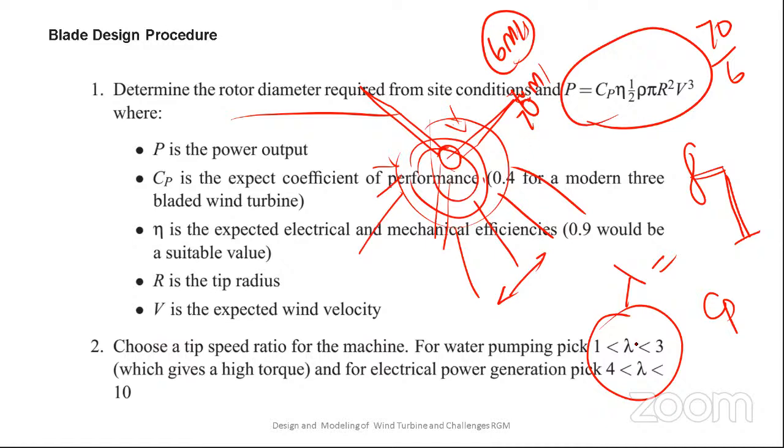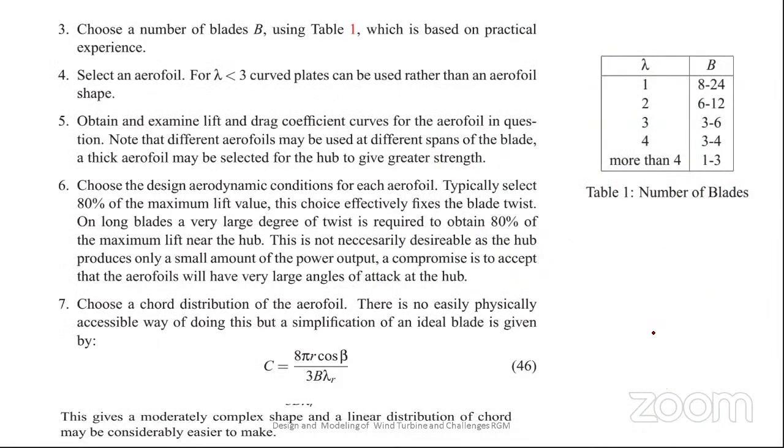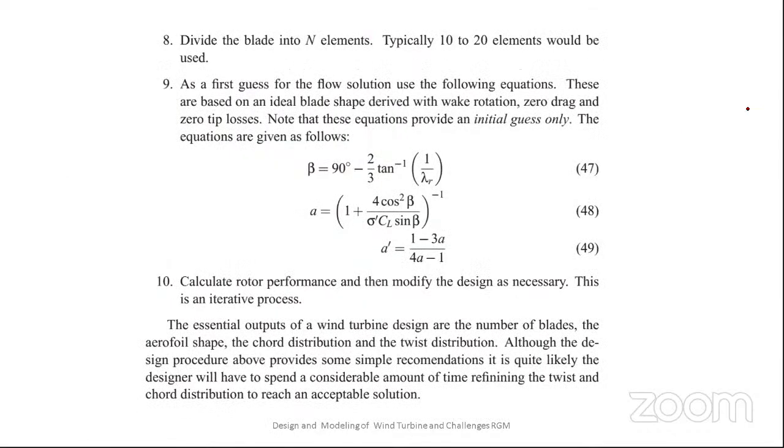That is the tip speed ratio, that is the lambda. This lambda you have to decide, which gives the efficiency of your wind turbine. Then you have to design. Many calculations have already been done. So for example, for selecting an airfoil, the lambda should be less than 3. It is the curved plates. Okay, curved plates. You can see the lambda, and also the tip speed ratio 8 to 24, 6 to 12, 3 to 6. Then you can design, you can select.